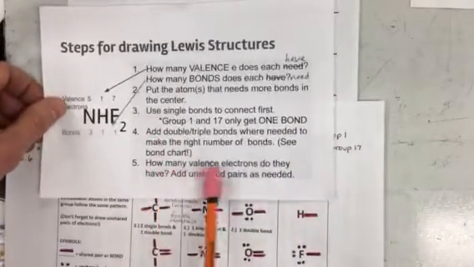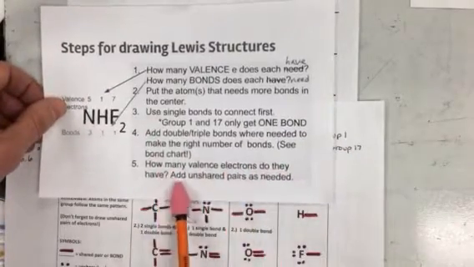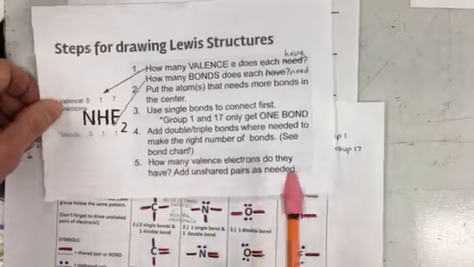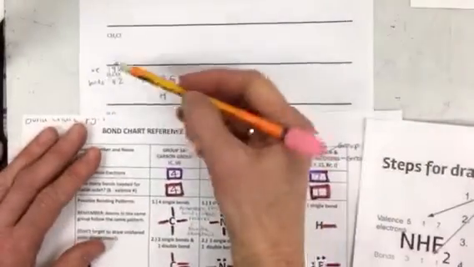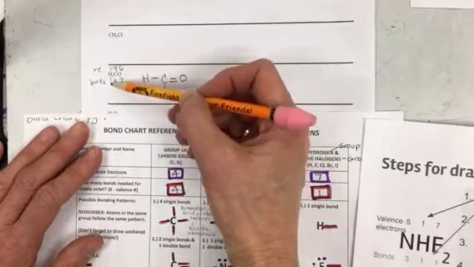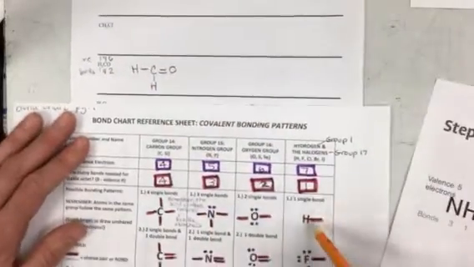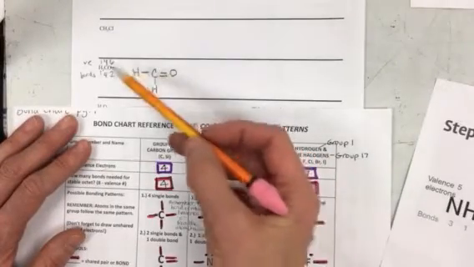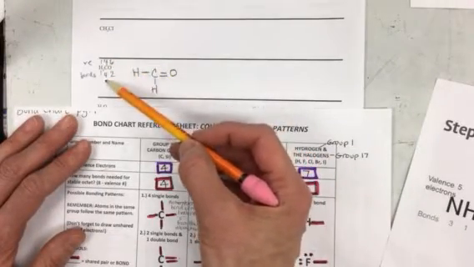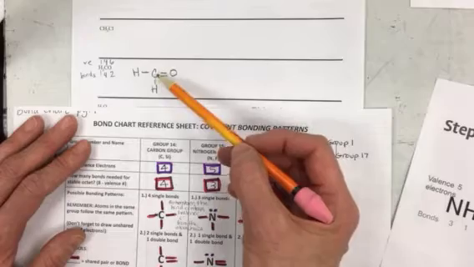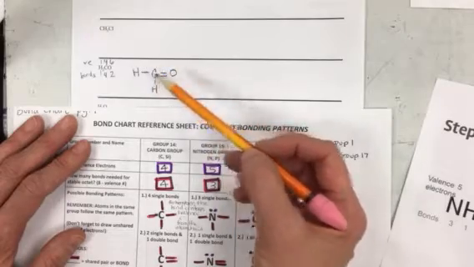Last step, how many valence electrons do they have? Add unshared pairs as needed. Remember, if they're equal, valence electron and bonds, then we don't have any dots, and we also see that on our bond chart. Carbon, they're equal, valence electrons and bonds. All the valence electrons are in the bonds being shared right now. So no dots on carbon.